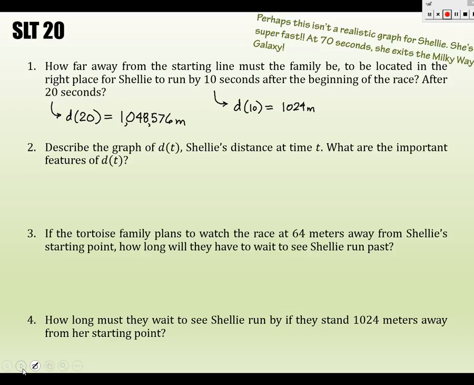Don't labor to answer number 2. We've done this before. You can describe a couple of the features, but write a couple things down that you remember about 2 to the x. Then move on to the questions on number 3 and 4.